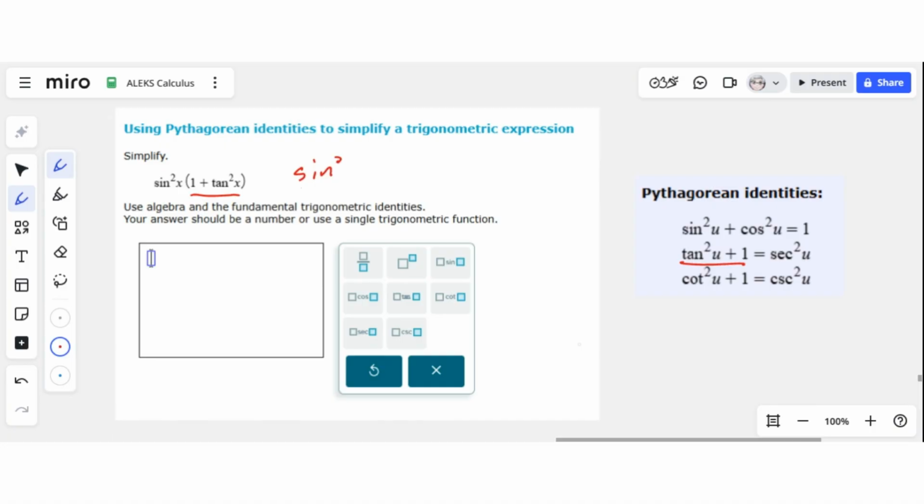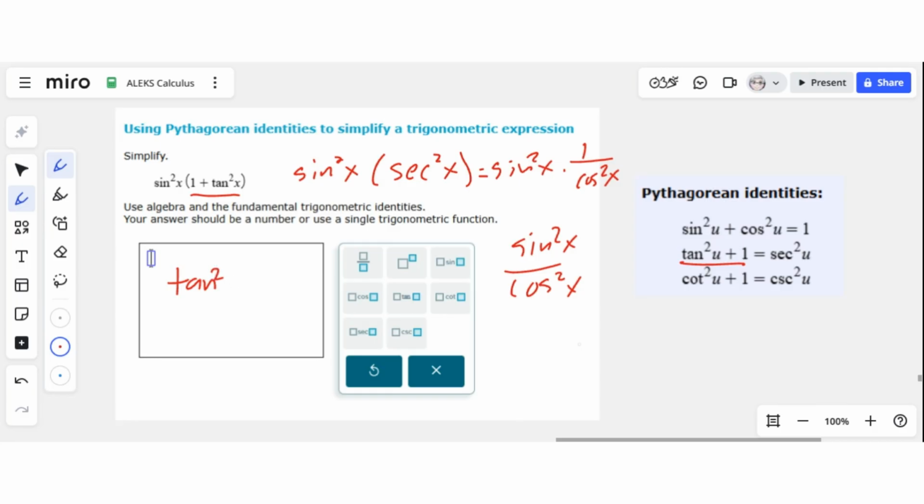So sine squared x times secant squared x. Now the secant is 1 over the cosine, so this is sine squared x times 1 over cosine squared x. That's just sine squared x over cosine squared x. The sine over the cosine is the tangent. So we could write this as tangent squared x. And now we've got that down to a single trig function.